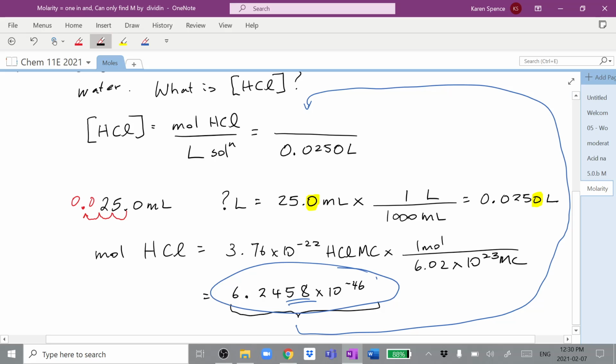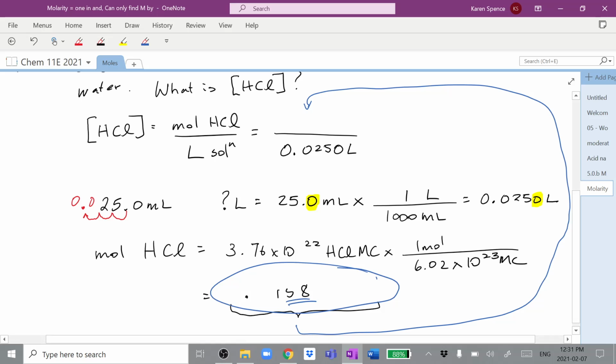Plug that in. We have 6.2458 times 10 to the... Oh, I've done something so bad. That's not a negative 22, that's a positive 22. And do you know how I know that? I know I should have a largish number of moles. I should not have a negative 46 number of moles. So let's get rid of that negative 46. There we go. So now let's try that again. We have 3.76 times 10 to the 22 divided by 6.02 times 10 to the 23 equals, and that looks like a much nicer number.